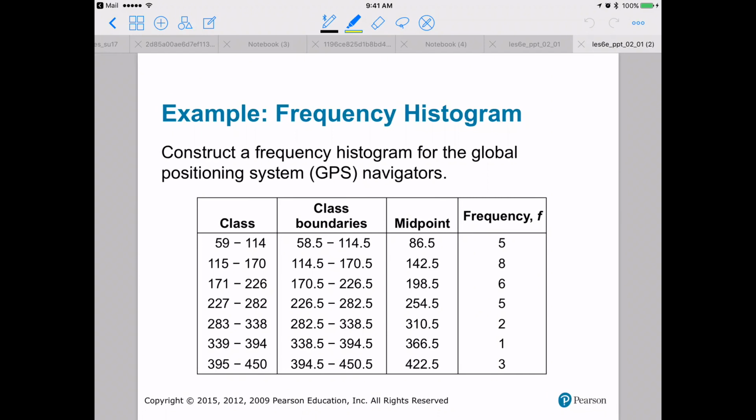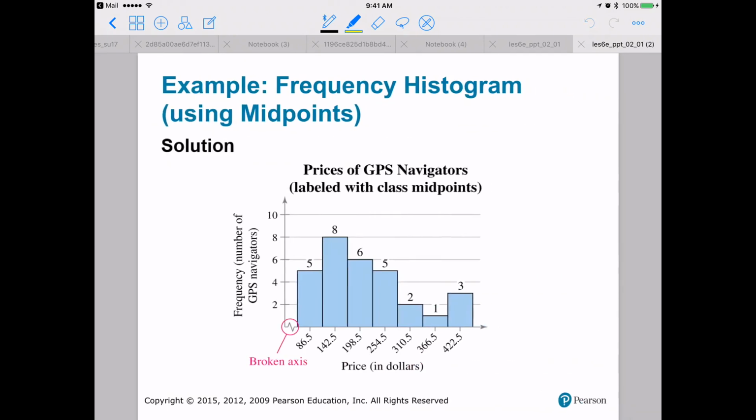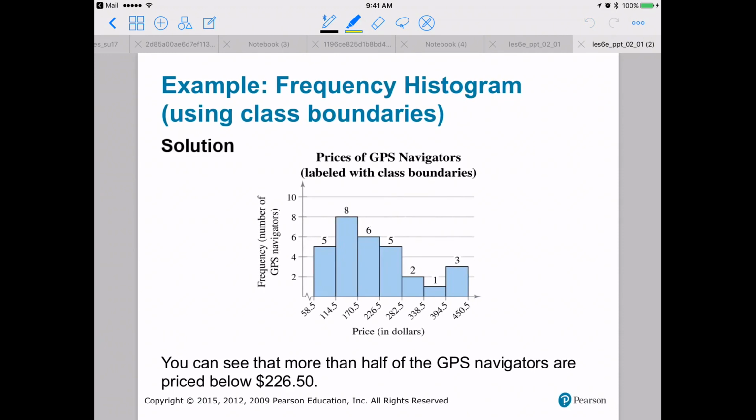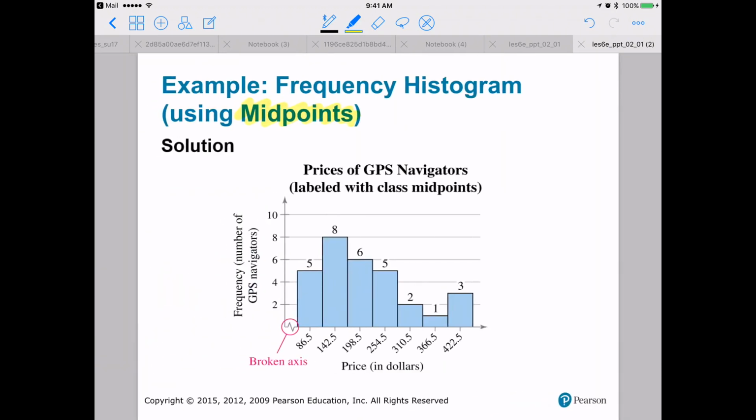Right, so suppose we had an example where we want to construct a frequency histogram. Now we already have our classes, and suppose you calculate your class boundaries. We'll talk about class boundaries in a little bit. You can form your histogram using midpoints or using class boundaries. So we already know about midpoints. Let's look at how to do the frequency histogram using midpoints first.